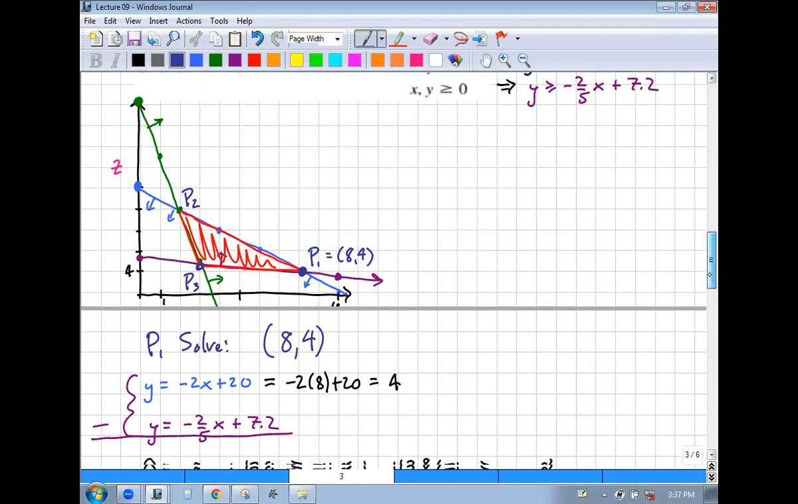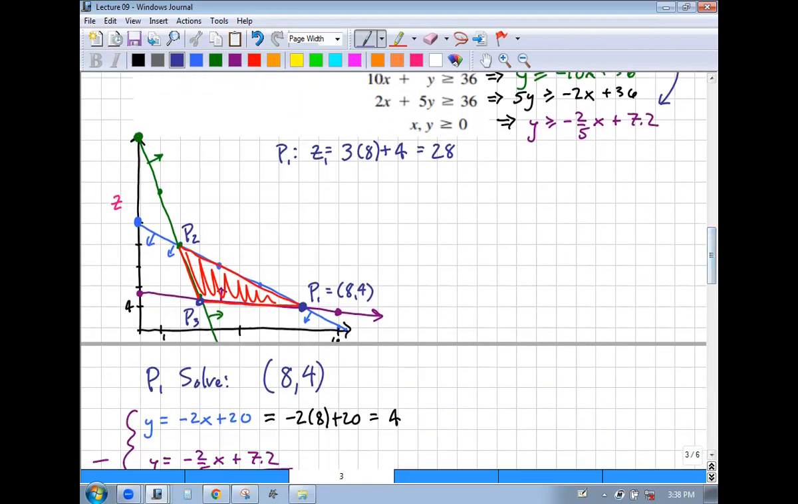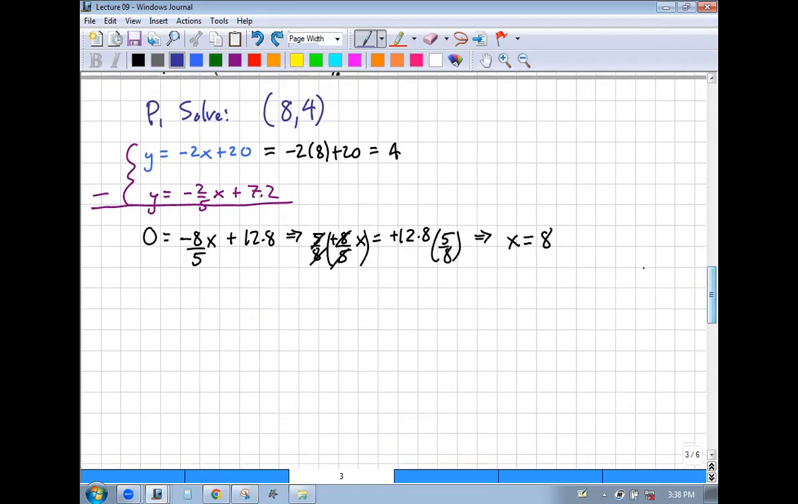So that's going to be a maximum or a minimum. So if I look at P1, let's see what Z is. If I replace the X with an 8 and the Y with a 4, I'll call this Z1. We're going to have different Z's, right? So for Z at point P1, 3 times 8 is 24 plus 4 is 28. All right. So I don't know if that's a maximum or a minimum. I know it's one or the other, right? So what I have to do is check the other 2 points here. So let's find out what P2 is, right? So P2, we're going to figure out what that point is.